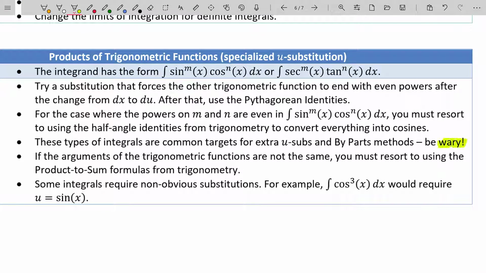As with most integration techniques, these are all prone to extra u-subs and by parts methods. So just to let you know, one technique is not usually the only thing you do when you integrate. You usually, pardon the pun, integrate a lot of integration techniques.